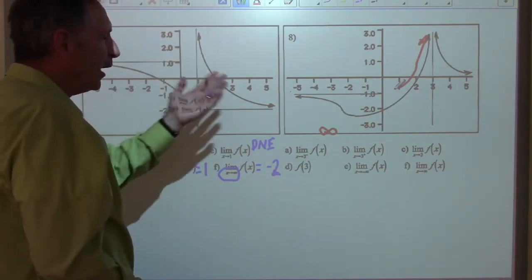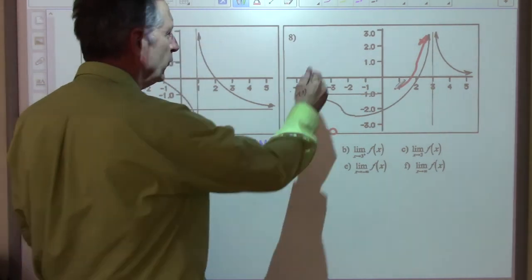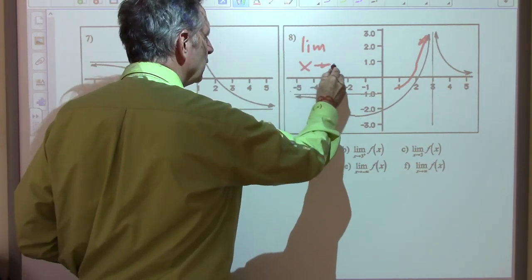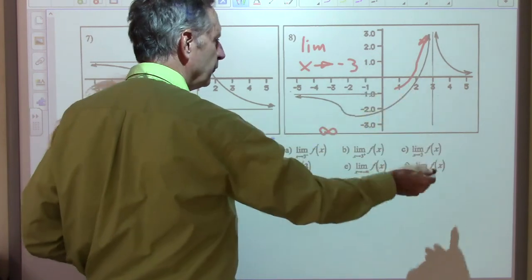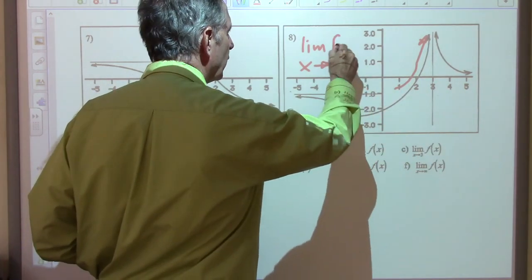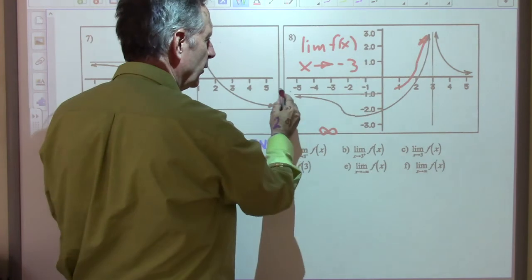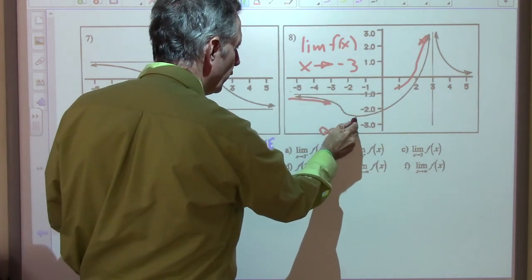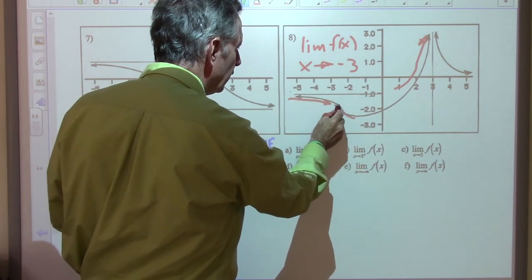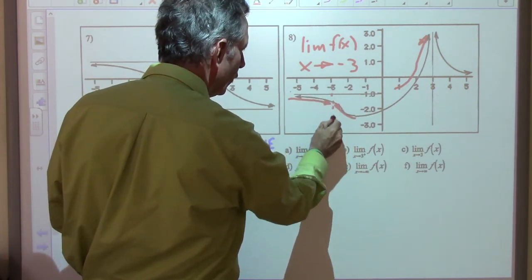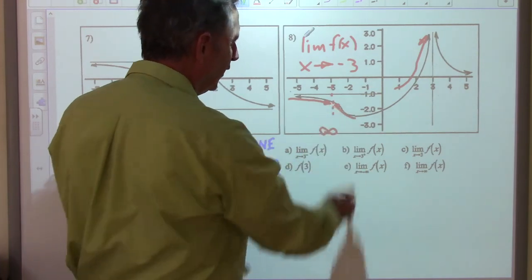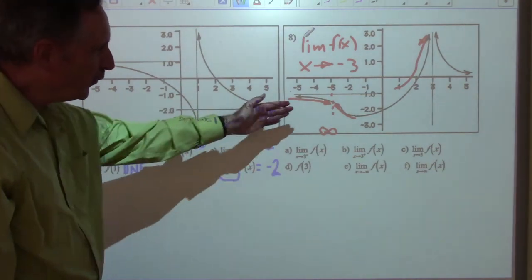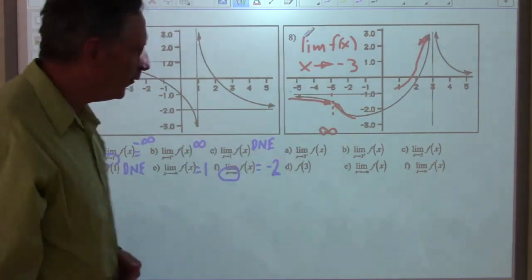Okay, now as another example, what if this was instead the limit as x approaches negative 3 of f of x? What is that going to be? We have to go from the left like this, right? And then we go from the right to negative 3. And you see what this approaches here. So it looks like it might be negative 1.5 or something like that. So you can just look at the drawing and go from the left and from the right.